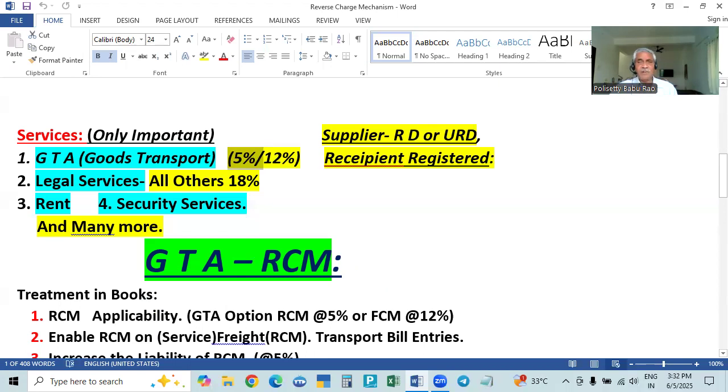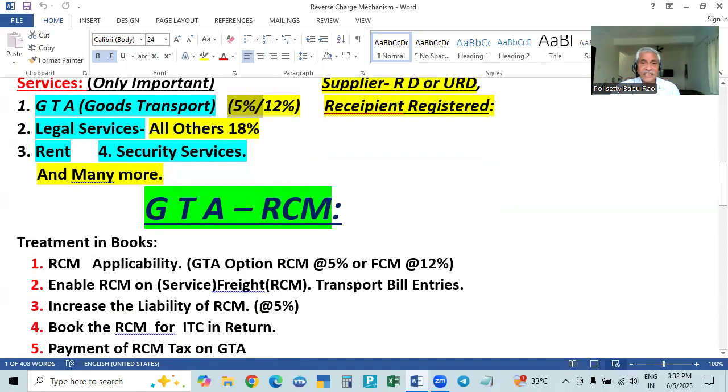Mostly, the tax will be paid by the tenant under reverse charge. The landlord only collects the rent only. So tax will be paid by the tenant only under reverse charge. This is in the case of private, and only if it is used for commercial purpose. This is private rent and government rent.